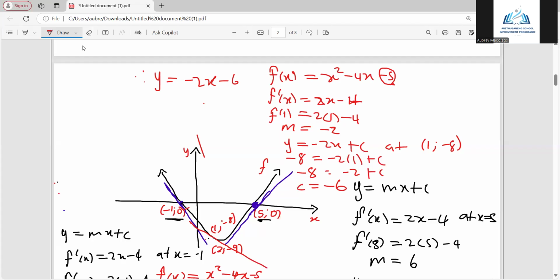So now after finding the value of the gradient, we have to find the value of c. How are we going to find the value of c? We need the point of contact as a whole with x and y. So now after finding the point of contact, we just use the point of contact to get the value of c. Then after that, you get the equation of a tangent at a certain point on the graph.